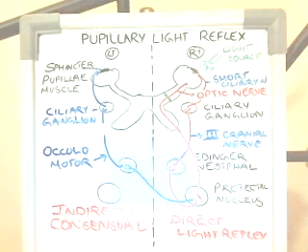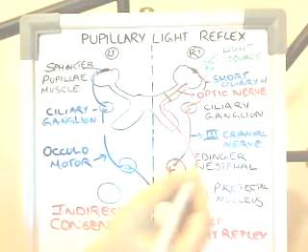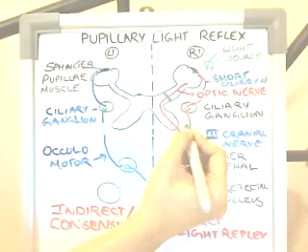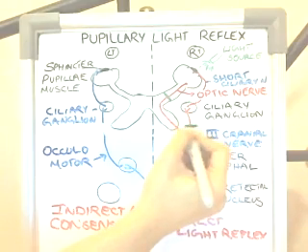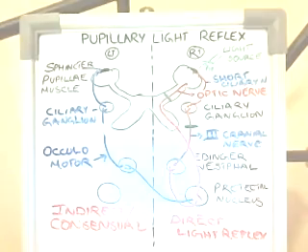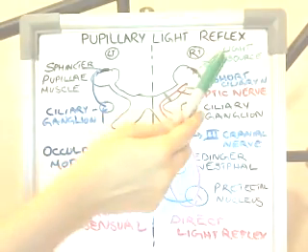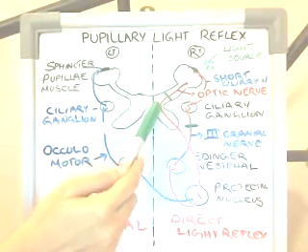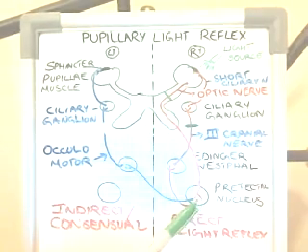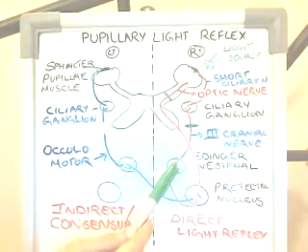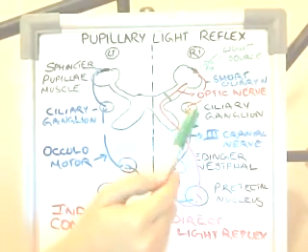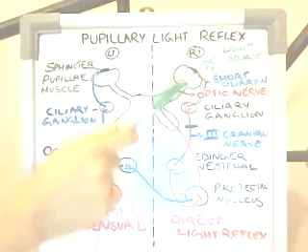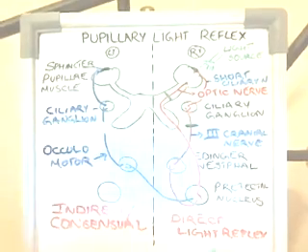Now consider a situation where there is a lesion in the right oculomotor nerve. The oculomotor nerve is the third cranial nerve, and this is damaged. So if you shine a light into the right eye, it goes through the right optic nerve because that is intact, goes to the pretectal nucleus, goes to the Edinger-Westphal nucleus, but from there it cannot go to the ciliary ganglion and constrict the pupil. So the direct light reflex is absent.